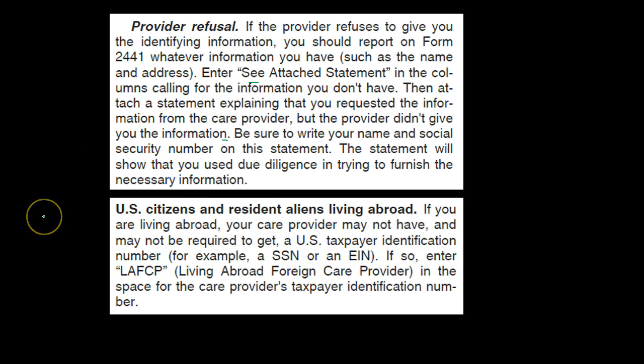U.S. citizens and resident aliens living abroad. If you are living abroad, your care provider may not have, and may not be required to get, a U.S. taxpayer identification number, for example, a social security number or EIN. So if you're not living in the U.S., obviously they may not have these numbers that we need in the U.S. for identification purposes. If so, enter LAFCP, living abroad foreign care provider, in the space for the care provider's taxpayer identification number.